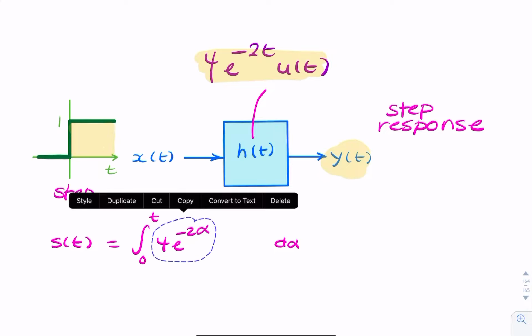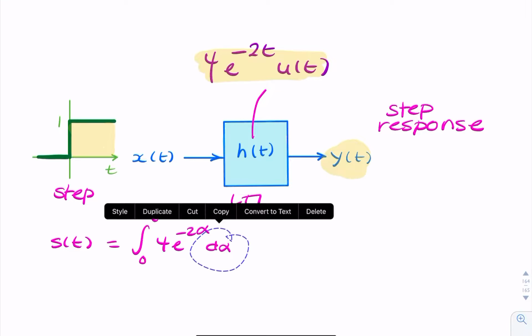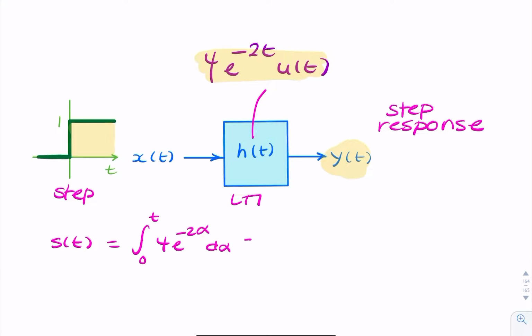I'm simply integrating an exponential. And it's a really easy integration. It's simply minus 4 over 2 e to the minus 2 alpha from 0 to t. And 4 over 2 is 2. And if I get rid of the minus sign by reversing the limits, I have e to the power 0 is 1, and e to the minus 2t. And then I multiply by u of t.